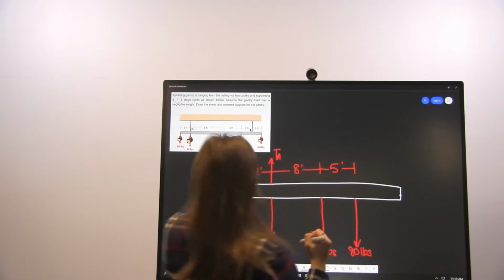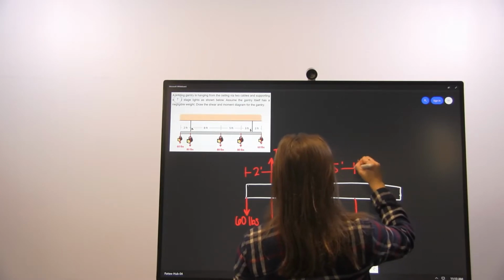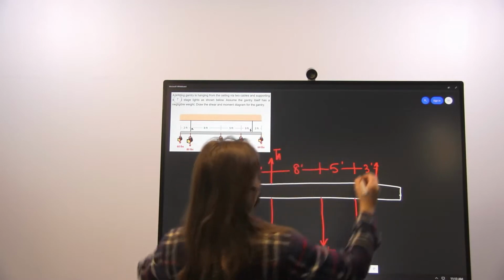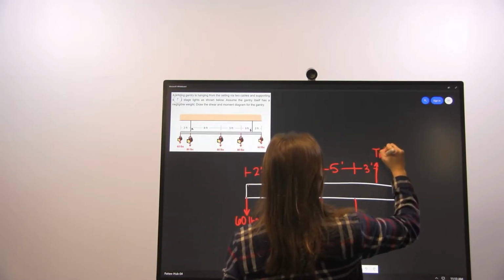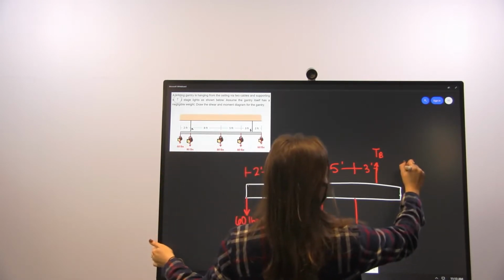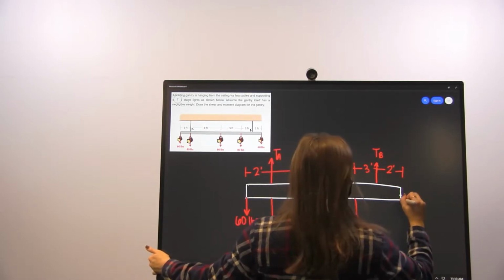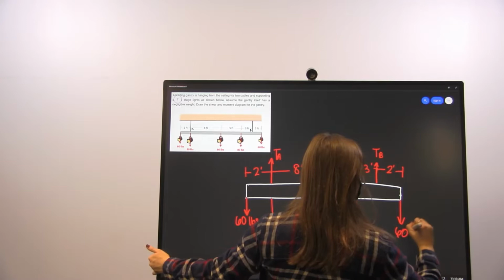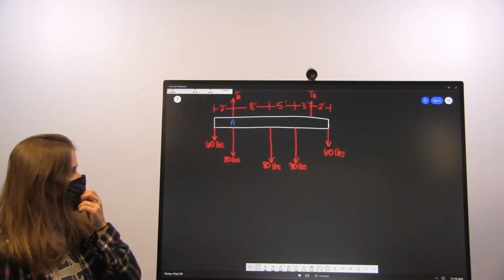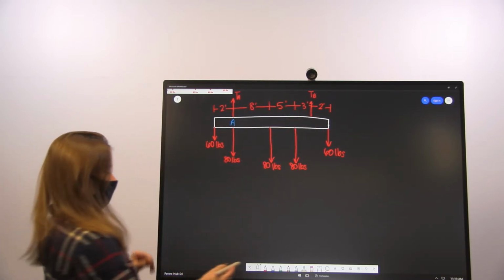5 feet. And then 3 feet after that, we have this upward tension force at B, which we're going to call tension B. And then on the very end of the beam, which is 2 feet over from the last force, we have downward 60 pounds. So now when we have our free body diagram, we're going to want to find our force of tension A and tension B. So we're going to use our equilibrium equations to do that.